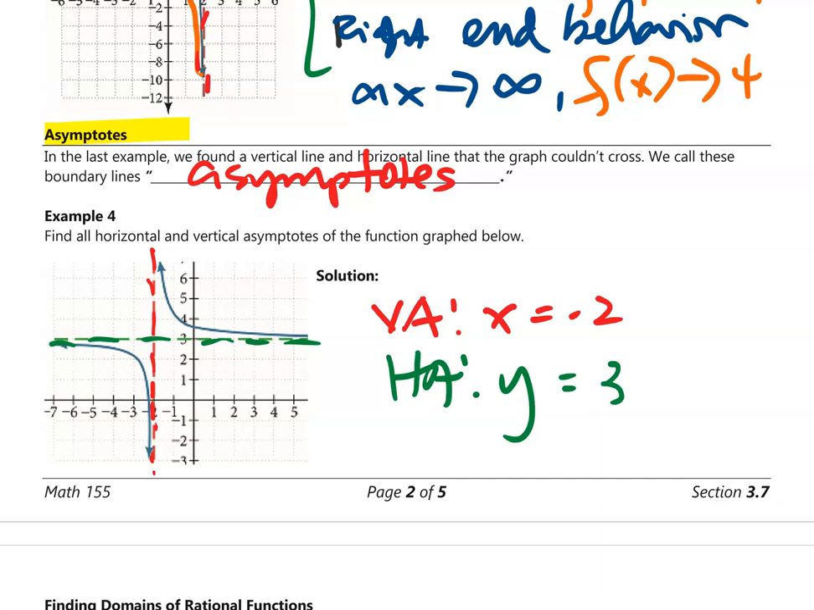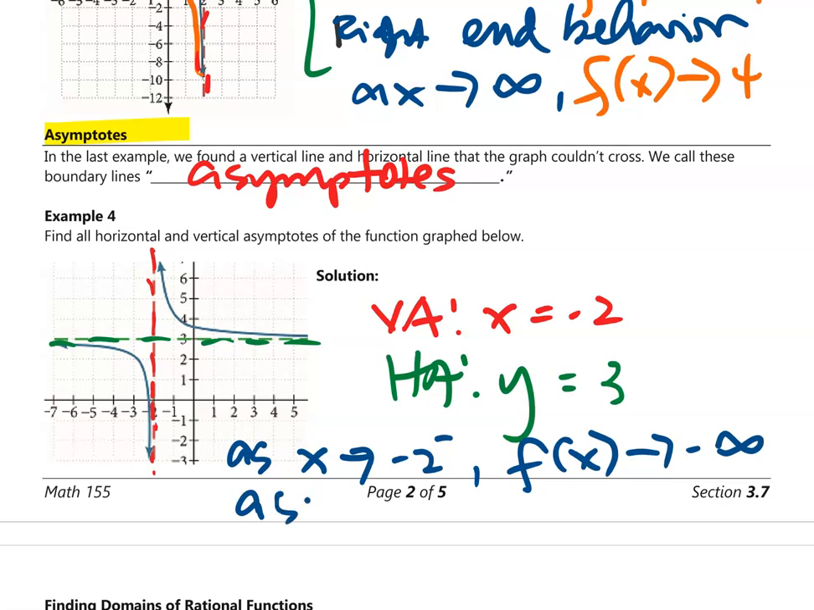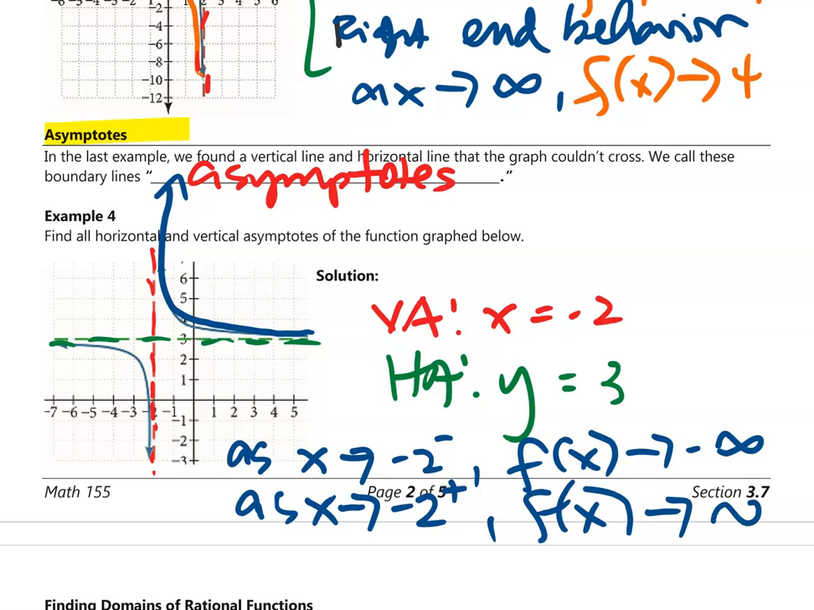We can see here also that as x approaches -2, let's say -2 from the left, we can say that f of x goes down, approaches negative infinity. How about as x approaches -2 from the right? This graph goes up, so f of x approaches positive infinity.